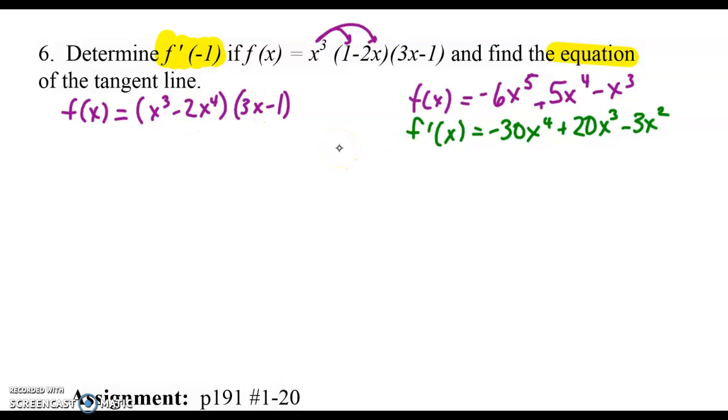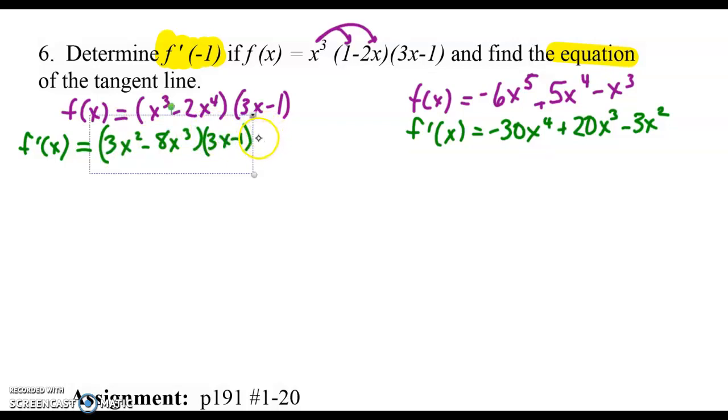Okay, so the derivative of f of x is going to be equal to the derivative of the first term, what we call f, which is 3x squared minus 8x cubed, multiplied by g.